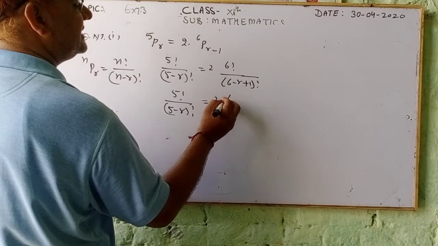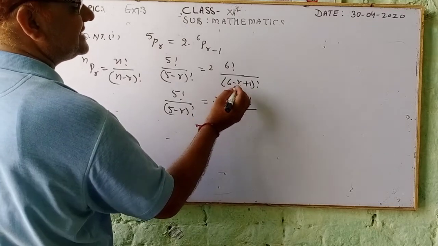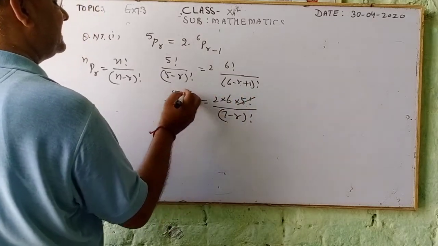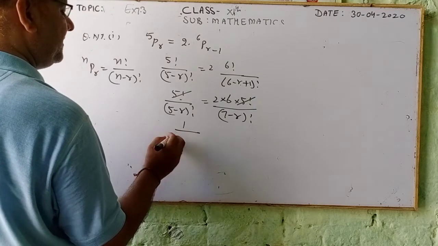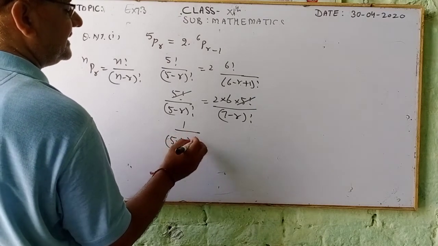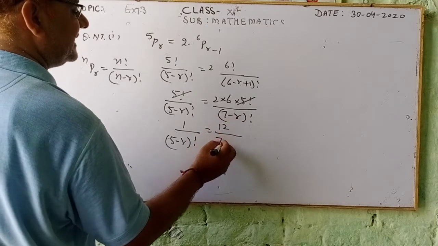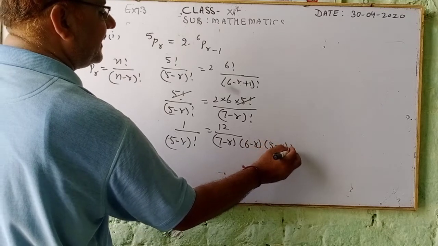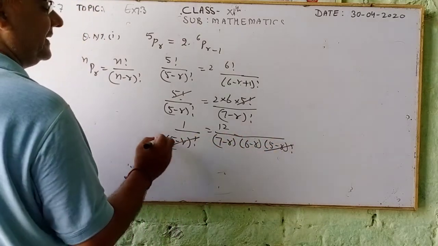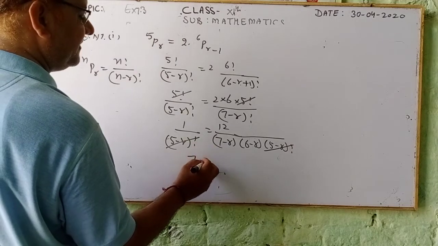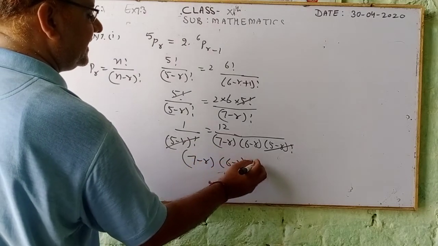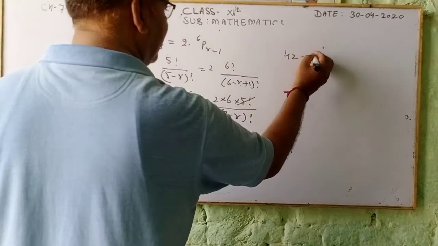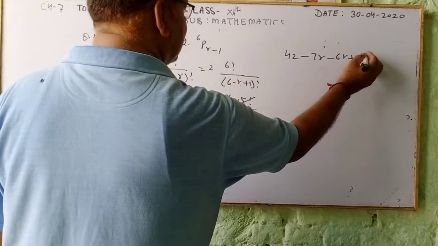6 factorial can be written as 6 into 5 factorial, and this will be 6 minus r plus 1, that is 7 minus r factorial. We can cancel the 5 factorial. So 1 upon 5 minus r factorial equals 12 upon 7 minus r factorial. 7 minus r factorial can be written as 7 minus r, 6 minus r, and 5 minus r factorial. We cancel out, and after cross multiplication, 7 minus r into 6 minus r equals 12. We multiply 7 by 6, that is 42, minus 7r minus 6r plus r square equals 12.